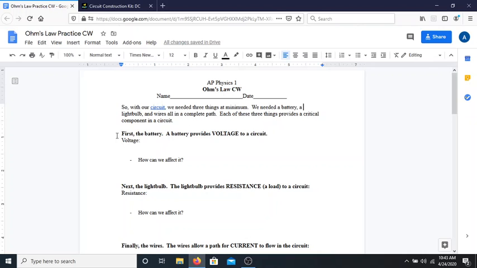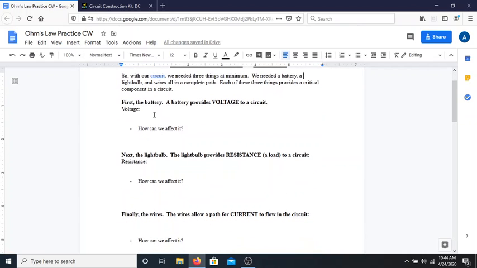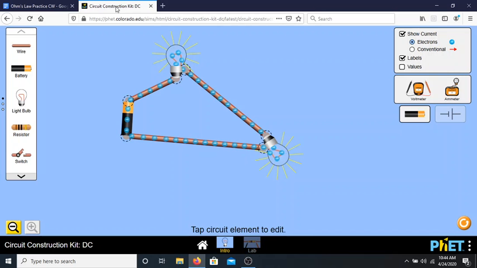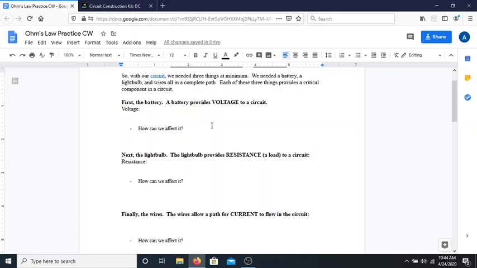So the first one we're going to talk about is the battery. All right. Now, the battery provides the push in the circuit. So it's the thing that's pushing these electrons through the circuit and causes them to start moving. Now, in physics terms, that push is actually referred to as voltage. All right. So a battery, usually in our case, will provide voltage to the circuit.